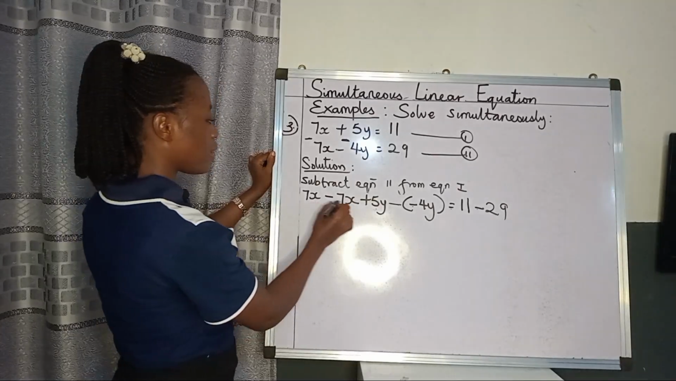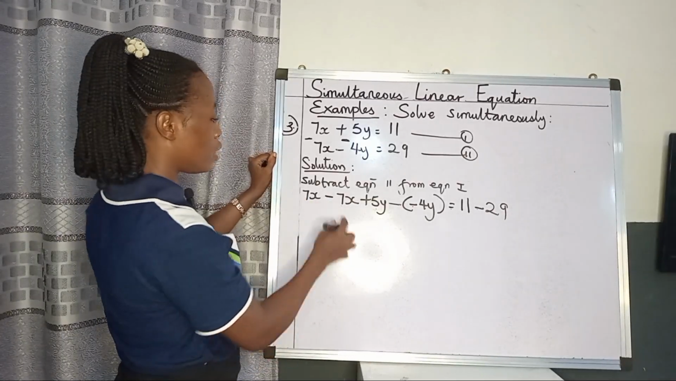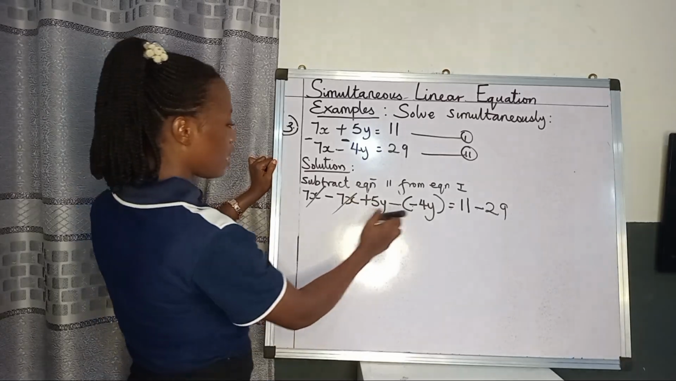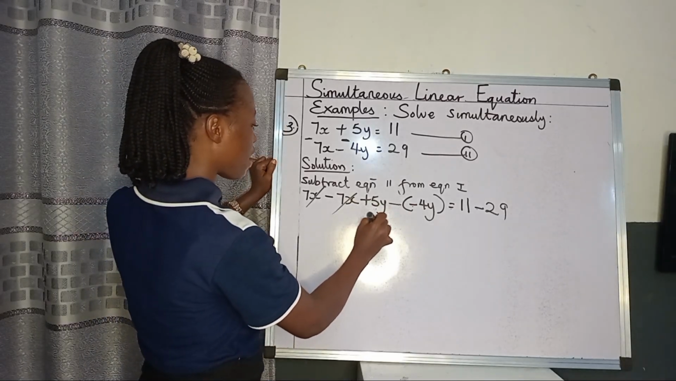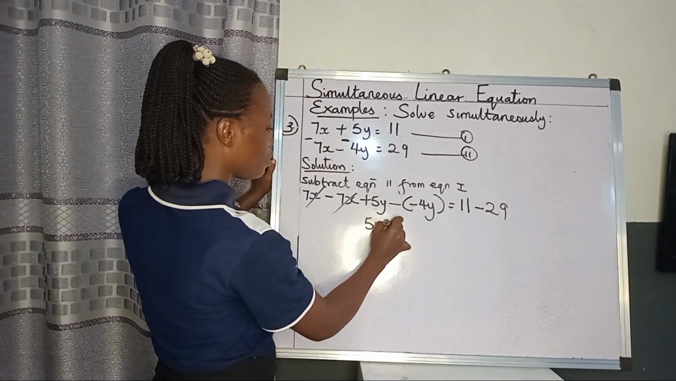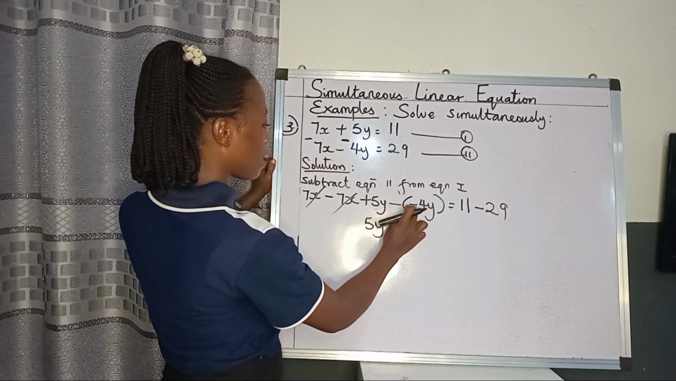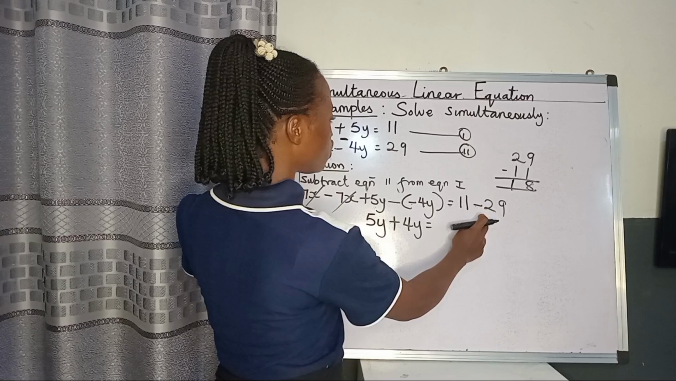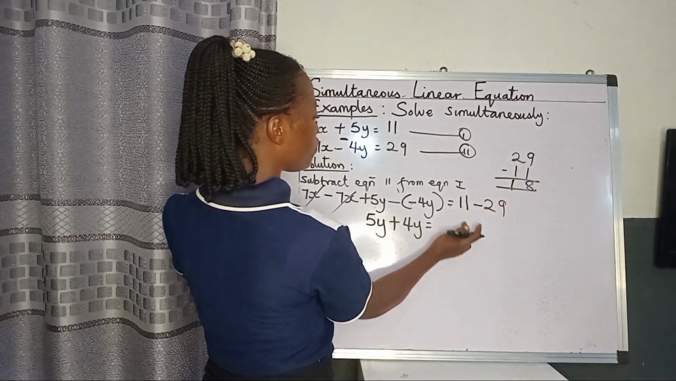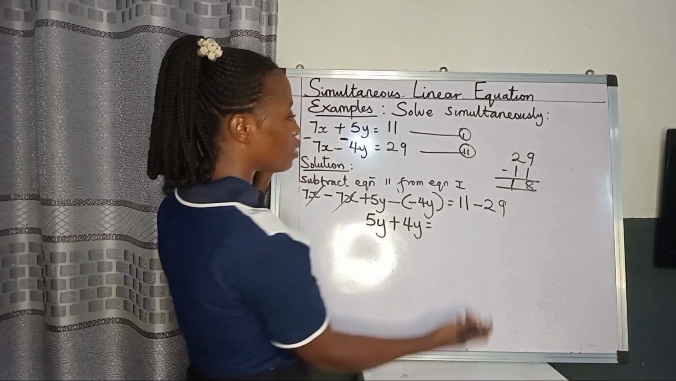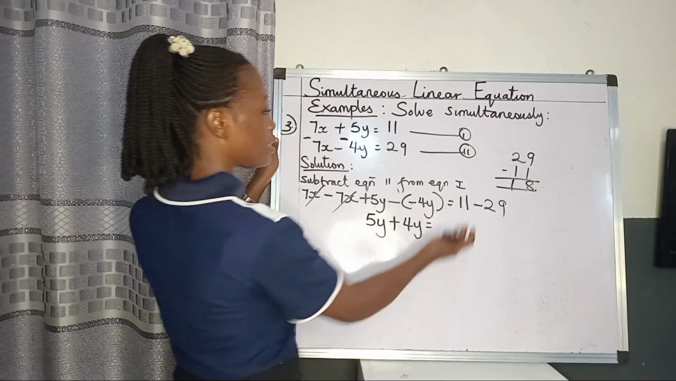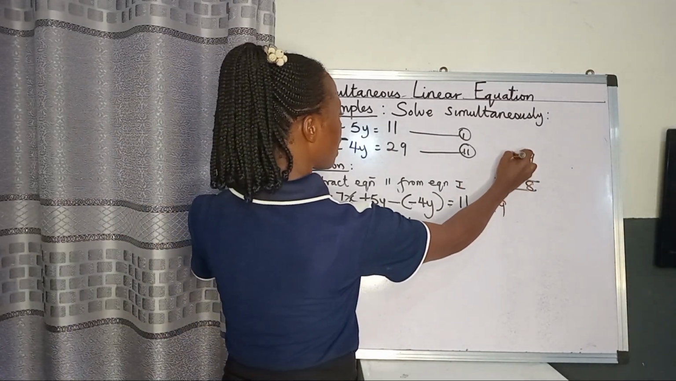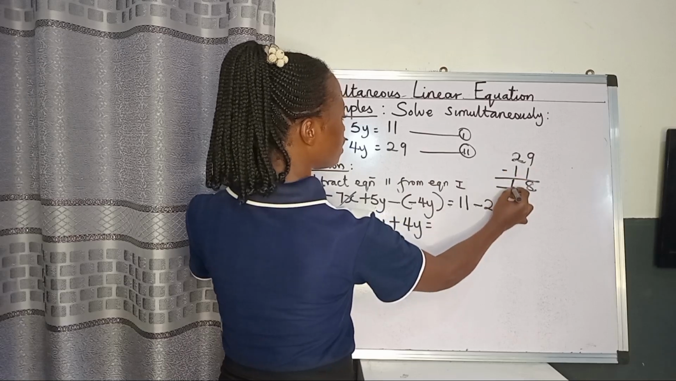Now 7x minus 7x is 0. In other words, x has been eliminated, so I'm left with this. Now I'm going to have 5y. Minus times minus is plus. So minus times minus 4y is plus 4y. 11 minus 29. Now, you are subtracting a bigger number from a smaller number. To make it easier, you simply subtract using the bigger number. When you are through, 29 minus 11 is 18.